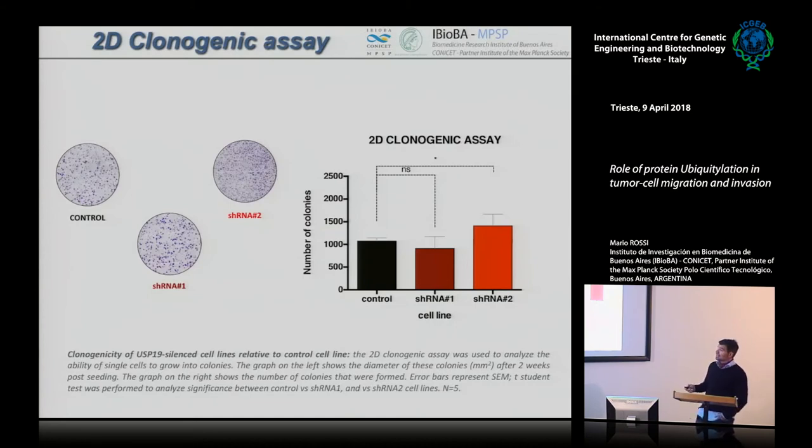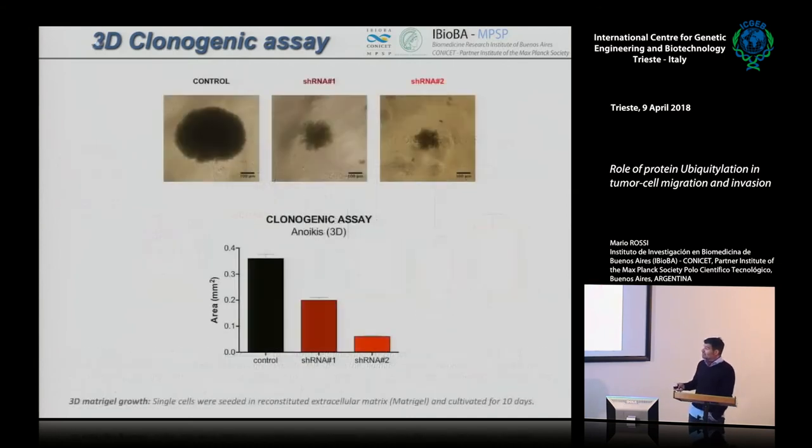And what we observed is that USP19 didn't seem to change that much compared to the control, at least in this assay. To our surprise, when we did the same assay but in a 3D system, where instead of plating the cells on a petri dish, you put the cells inside a matrix gel and you see how much they grow, what we observed is that the control cells were making colonies that were much bigger compared to the knockdown. So the capacity of producing a colony was not affected, but the size somehow was.